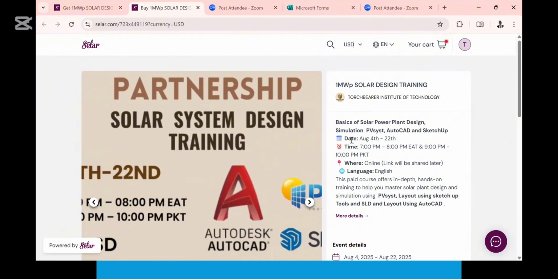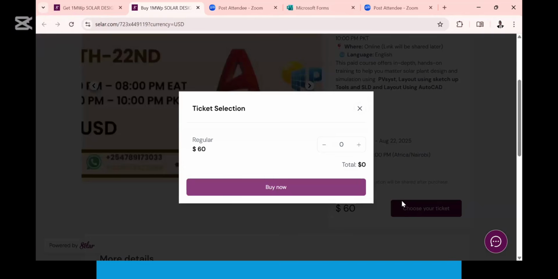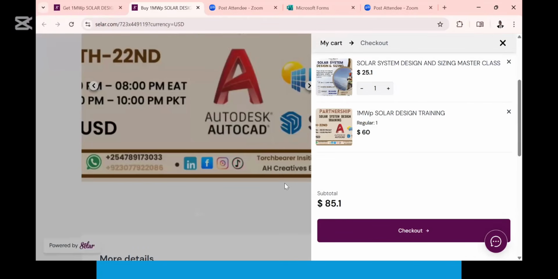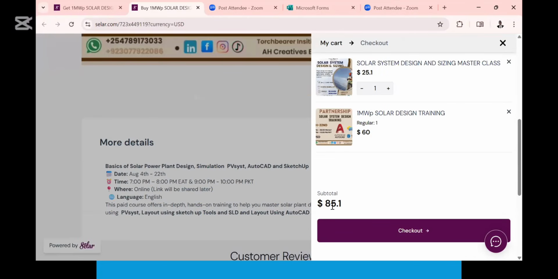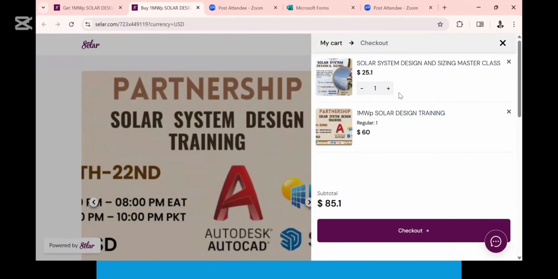You go to this link, choose the ticket, and then you just buy. If you buy, it will guide you through how to make the payment. You choose one if you're buying for one individual or two, and it will guide you through. For example, I've chosen two items, but it's supposed to be one.